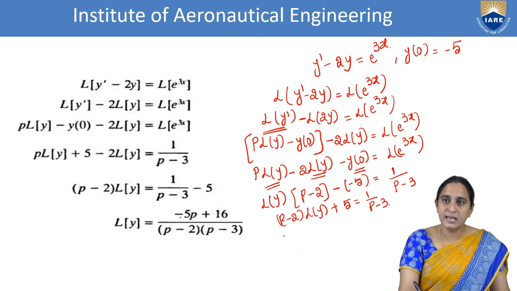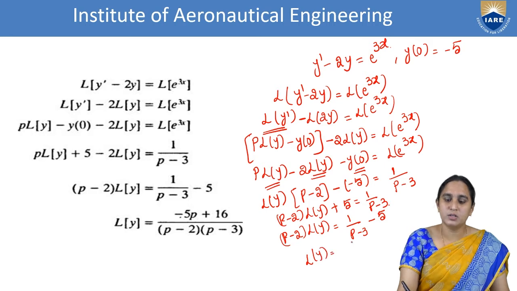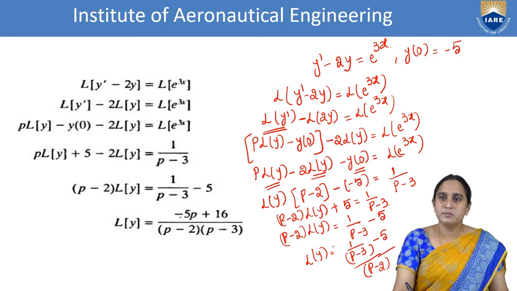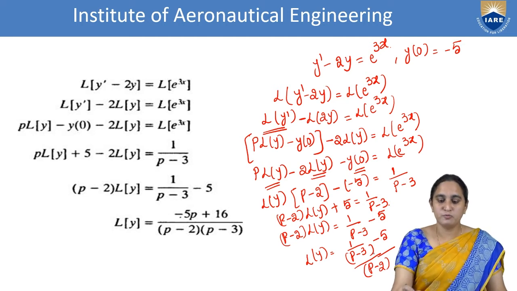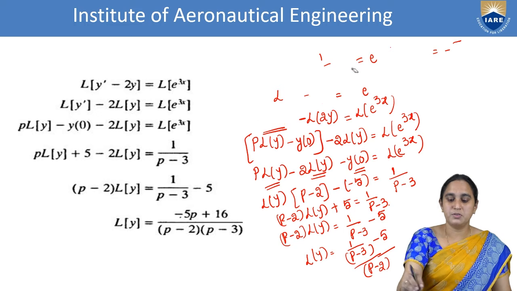From that I'll take (p - 2) into Laplace of y is equal to 1/(p - 3) minus 5. From that, Laplace of y is equal to [1/(p - 3) minus 5] whole divided by (p - 2). It will be divisible by (p - 2), that is 1/(p - 3) minus 5/(p - 2) form. Next continuation here.